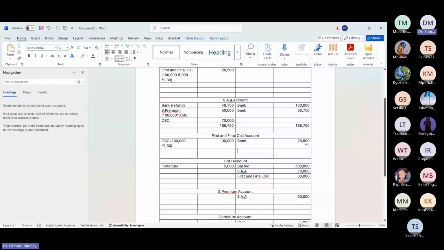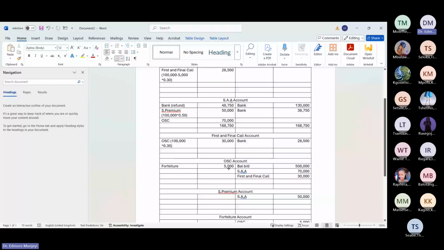Let me repeat. This account, we said we are supposed to receive 30,000. But why is it that we receive 28,500? Then the other 1.5 is what? Forfeiture. Yes. So from there, what are we going to do? We're going to credit first and final call 1.5, then debit forfeiture account by 1.5. So the balancing figure now, if we are balancing this account, goes to the ordinary share capital.